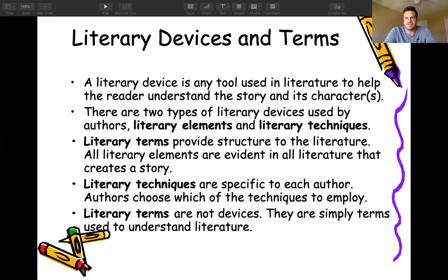So a literary device is just a tool that's used in literature, like our novels that we're reading, to help us understand the story and the characters. There's two types of literary devices: literary elements and techniques. They're a little bit different.